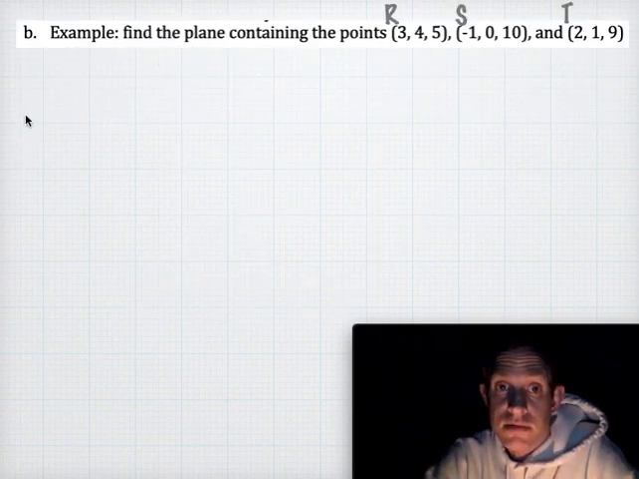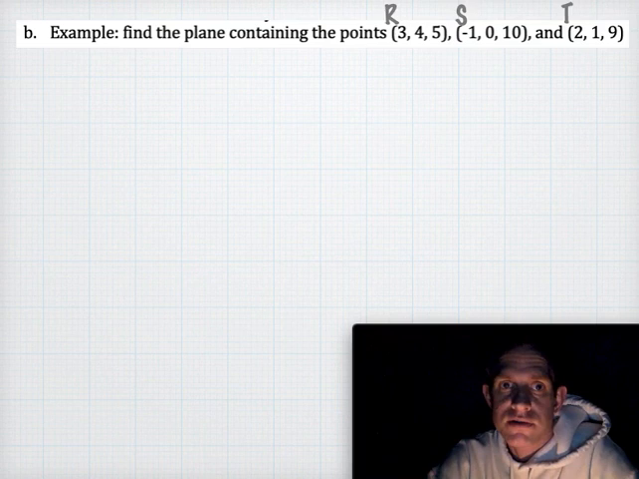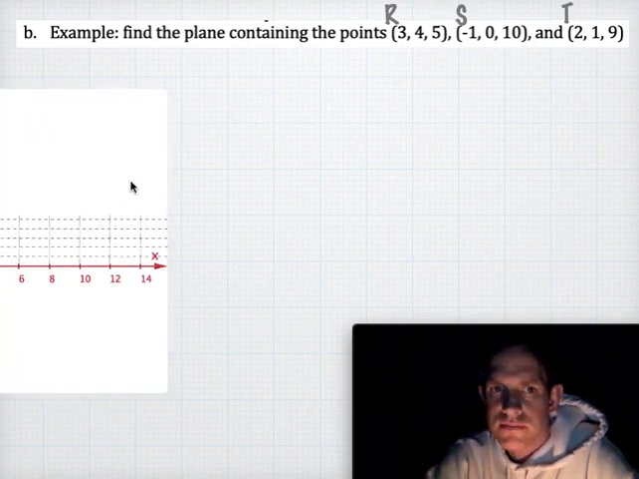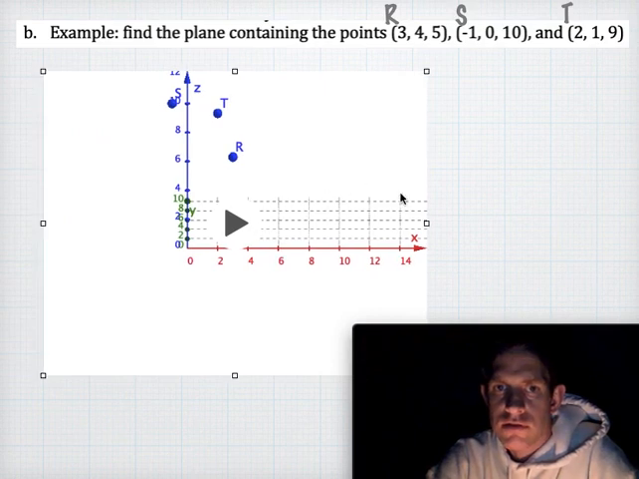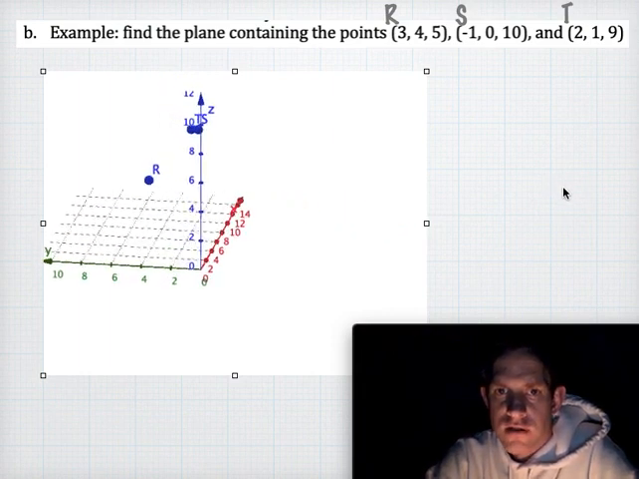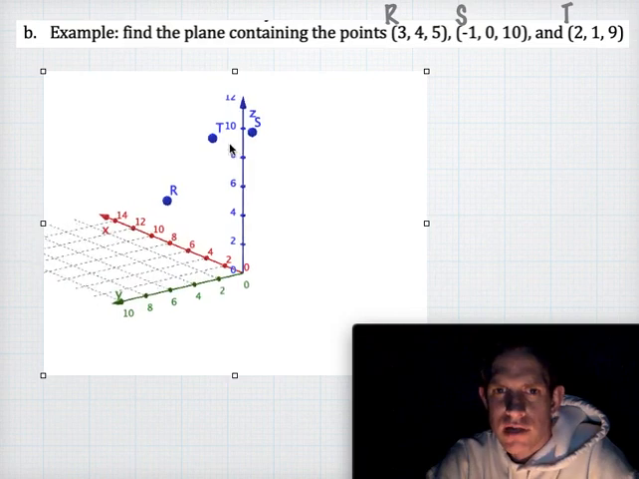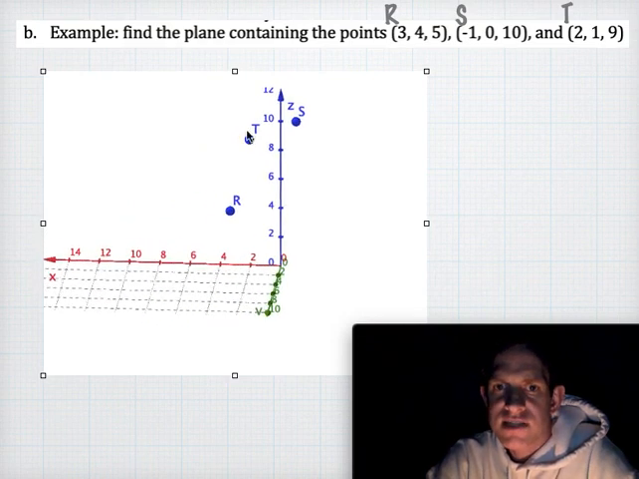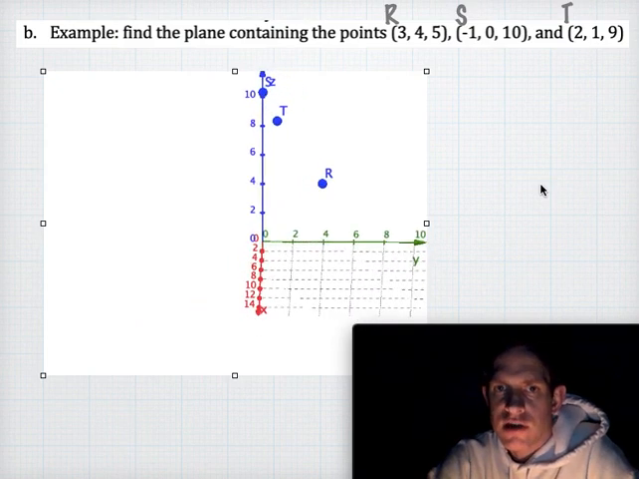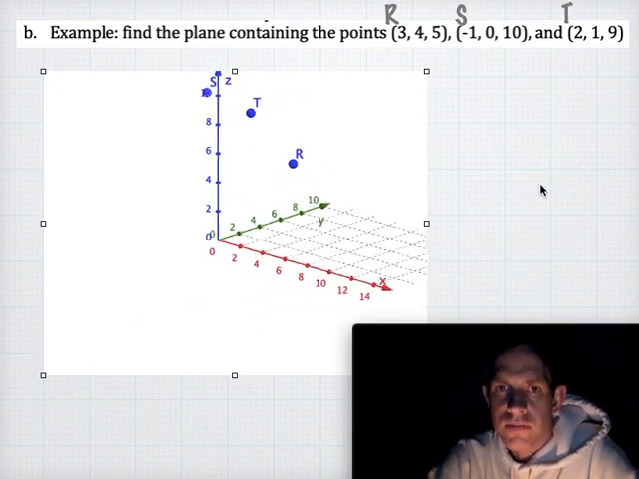Now, this example is a bit of a beast. I'll tell you, there's a lot of steps to it, so it'll take the rest of our time today. First of all, before we get too bogged down with the actual calculations, let's take a look at what this looks like. So here are those 3 points plotted in GeoGebra, and I'll just put this into motion. You see that those 3 points form what looks like a triangle floating in space. And if you extended that triangle in all different directions, that would be the plane that we're trying to find an equation for. So that's the goal.